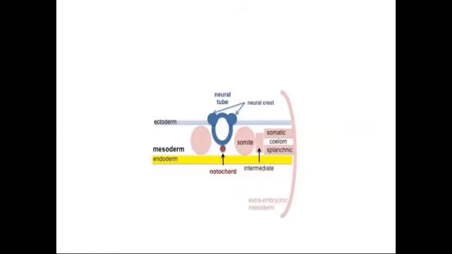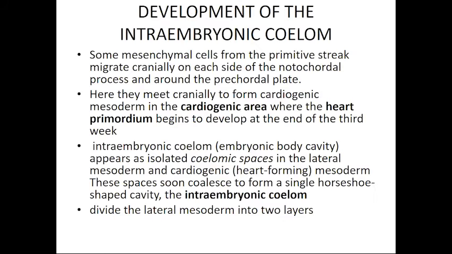Then the area next to it is called the intermediate mesoderm. If you go still laterally, that is the lateral plate mesoderm, which further divides by this cavity formation, called the coelom, into the somatic and the splanchnic mesoderm. These become continuous with the respective layers, and on the outer side the splanchnic and somatic layers become continuous with the extraembryonic mesoderm.